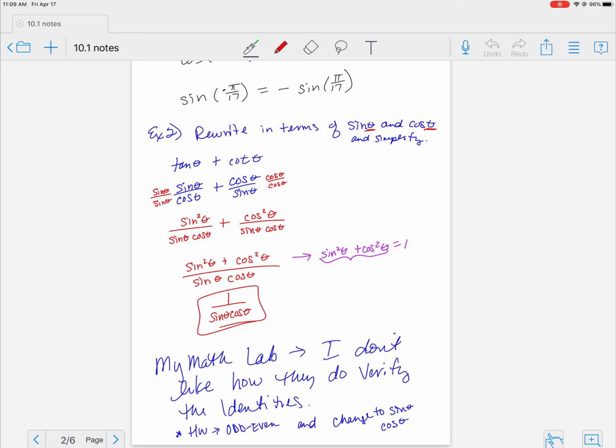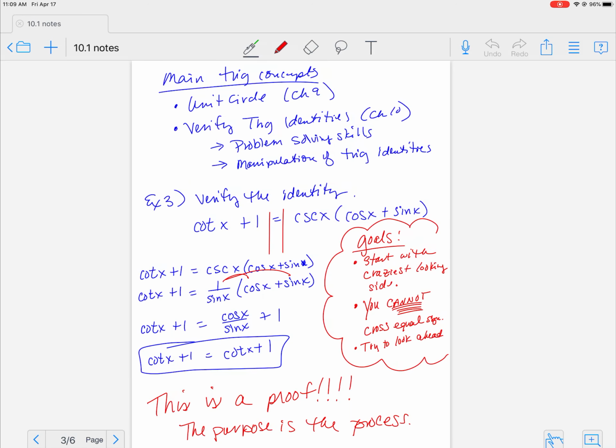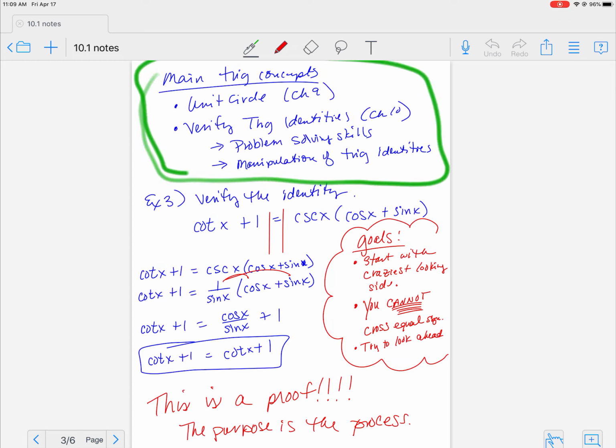Now I will tell you, verifying identities is such a big deal because it's a way of thinking. So what we're getting ready to do is not, oh, let me find multiple ways to apply this, because there aren't. This is not how this works. This is a way for you to use your mind to problem solve and think through this stuff. That is its purpose.